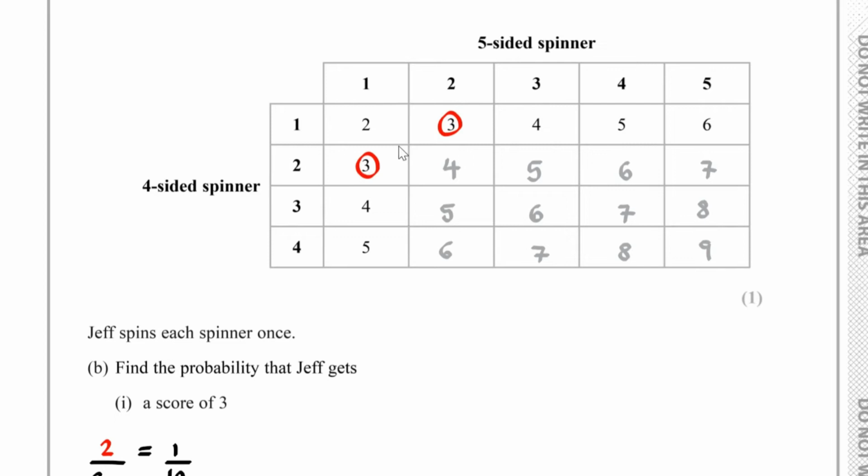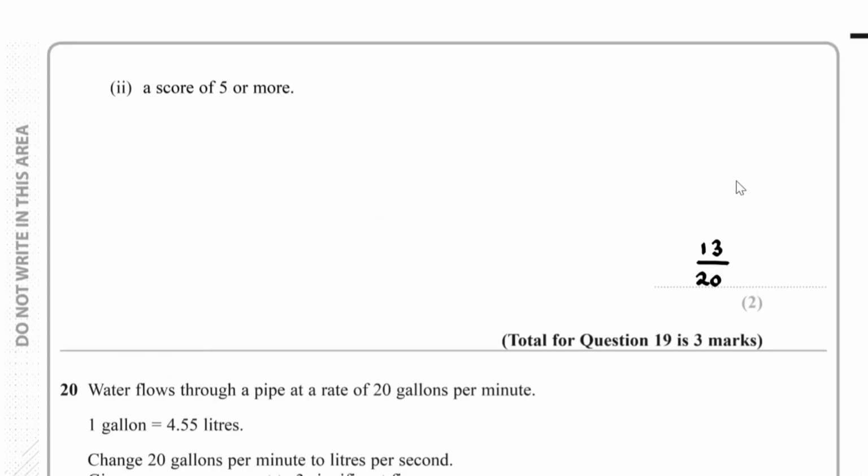And then for a score of 5 or more, we've got 1, 2, 3, 4, 5, 6, 7, 8, 9, 10, 11, 12, 13 of them. So we have 13 out of 20.